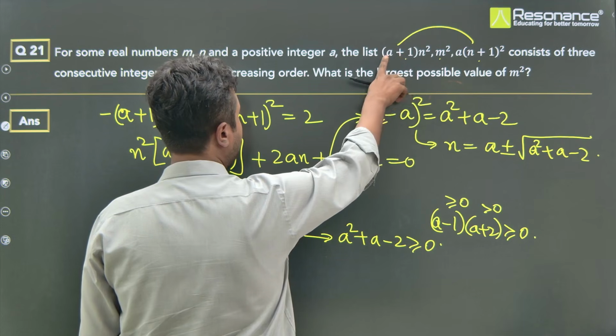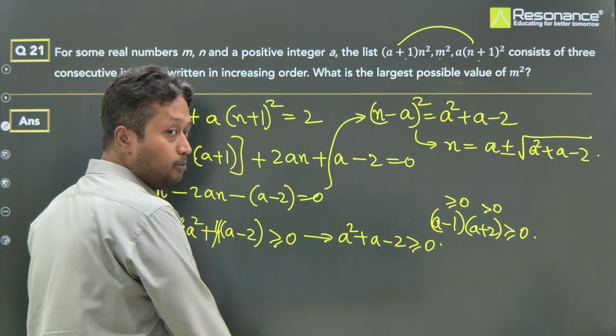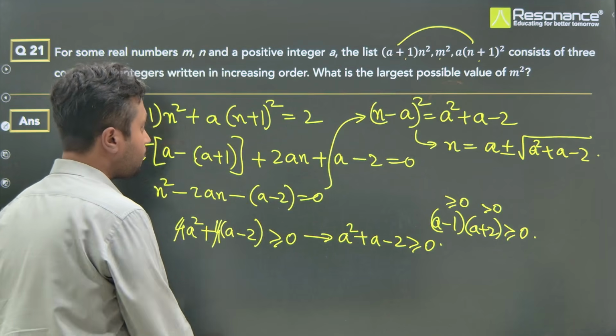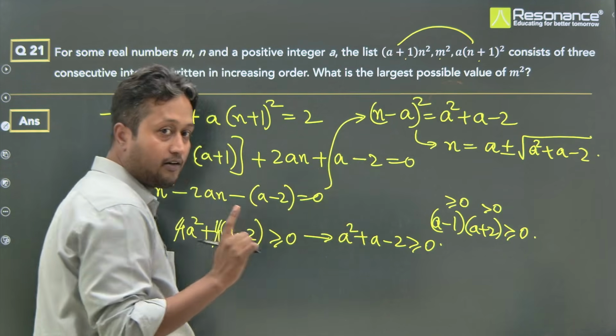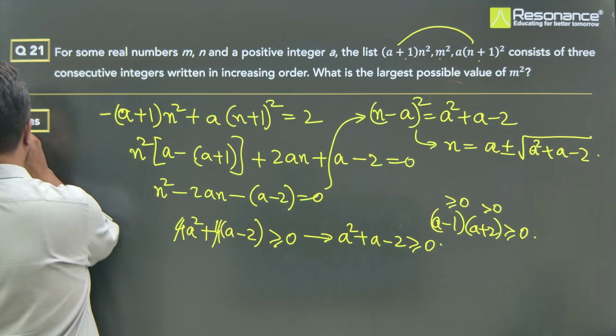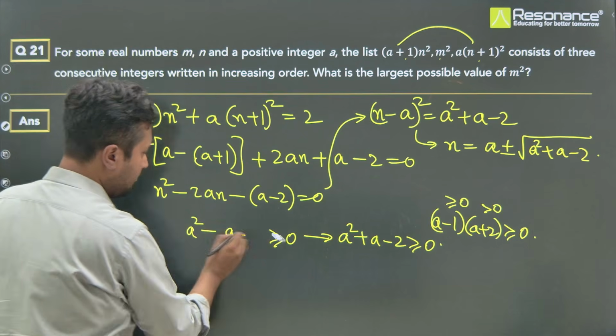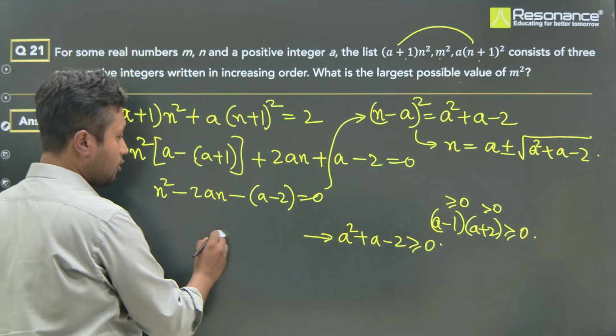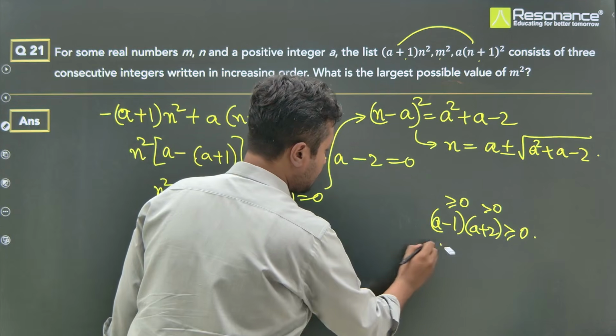Now, this number a plus 1 into n square needs to be an integer, right? So needs to be just an integer. So let's check that out. Okay, I'll just eliminate all these things. So anyway, the discriminant is non-negative, so really there's no information coming from that.